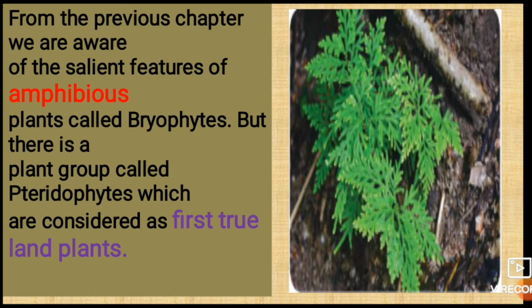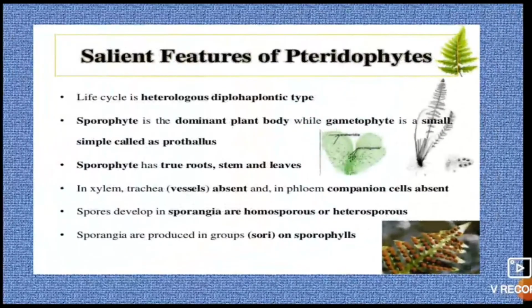So in today's class we will learn about another division of cryptogams, the plant group division Pteridophytes. The salient features of Pteridophytes: the life cycle is heterologous and diplohaplontic type. The term diplohaplontic is very important. What is meant by diplohaplontic type?